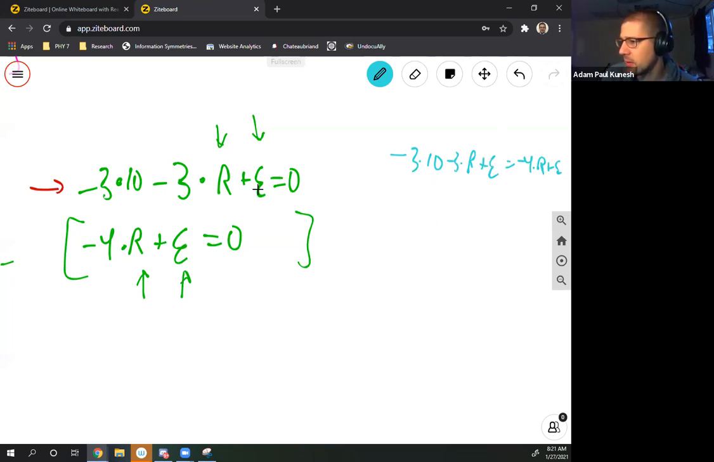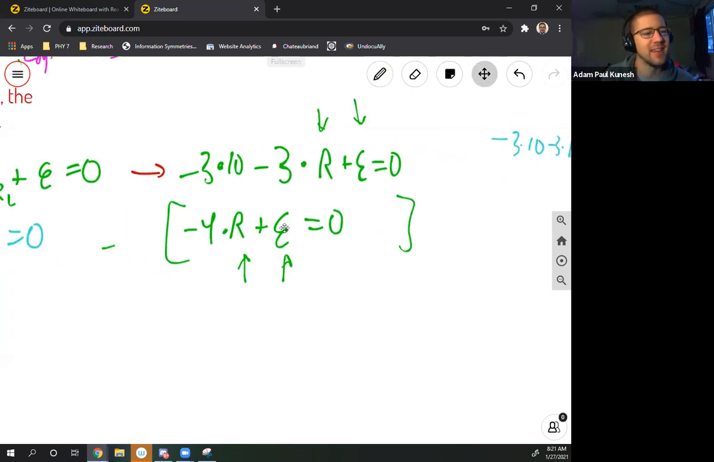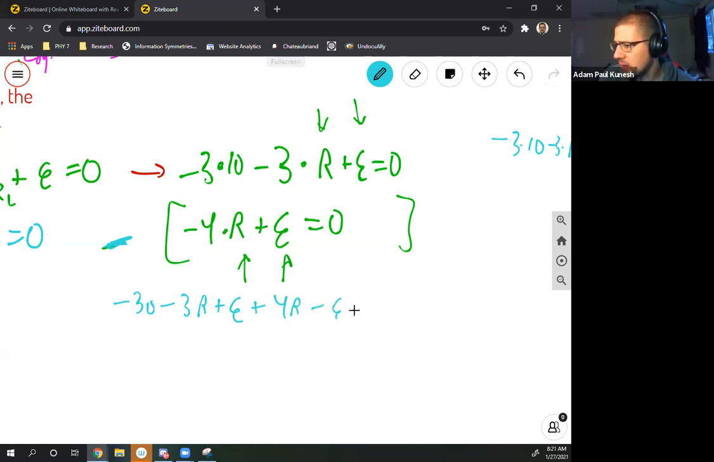For me, I just see these two E's and I like to subtract. So that's how I'll solve it, but solve this as you choose. We're going to get rid of that E, that battery voltage. So I'm going to subtract the lower equation from the upper equation, which constitutes just doing the same thing to both sides. So that's -30 minus 3R plus E, there's my top equation, plus 4R minus E equals 0. So the battery voltage goes away, and I'm left with -30 plus R equals 0.